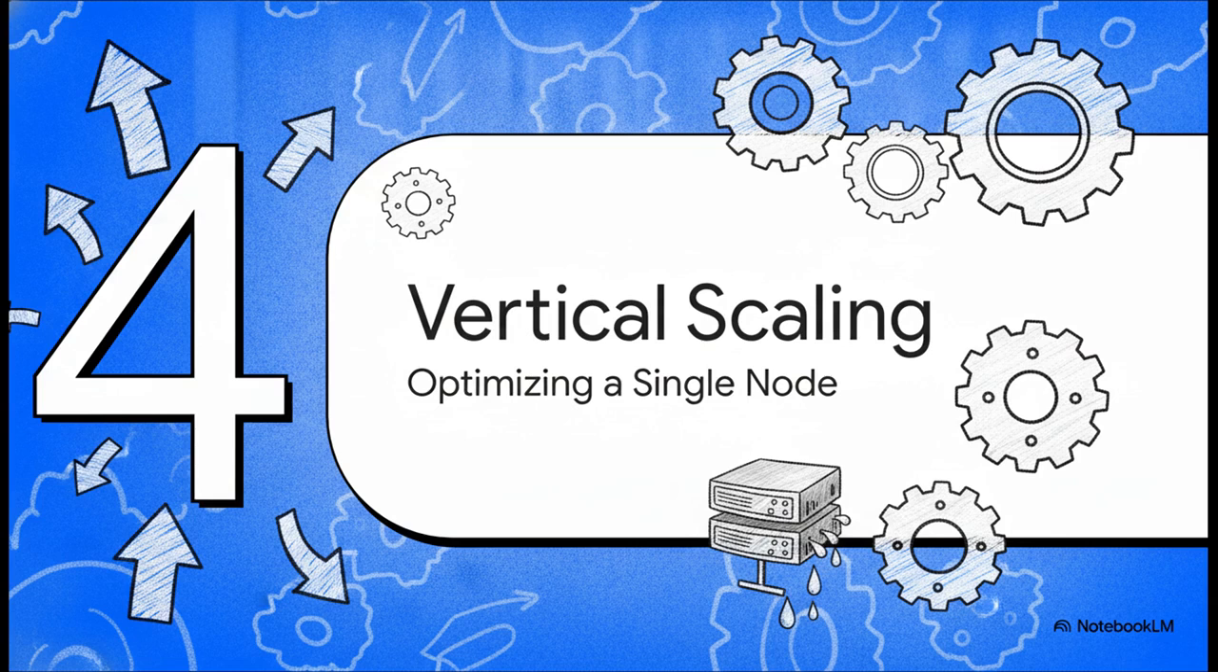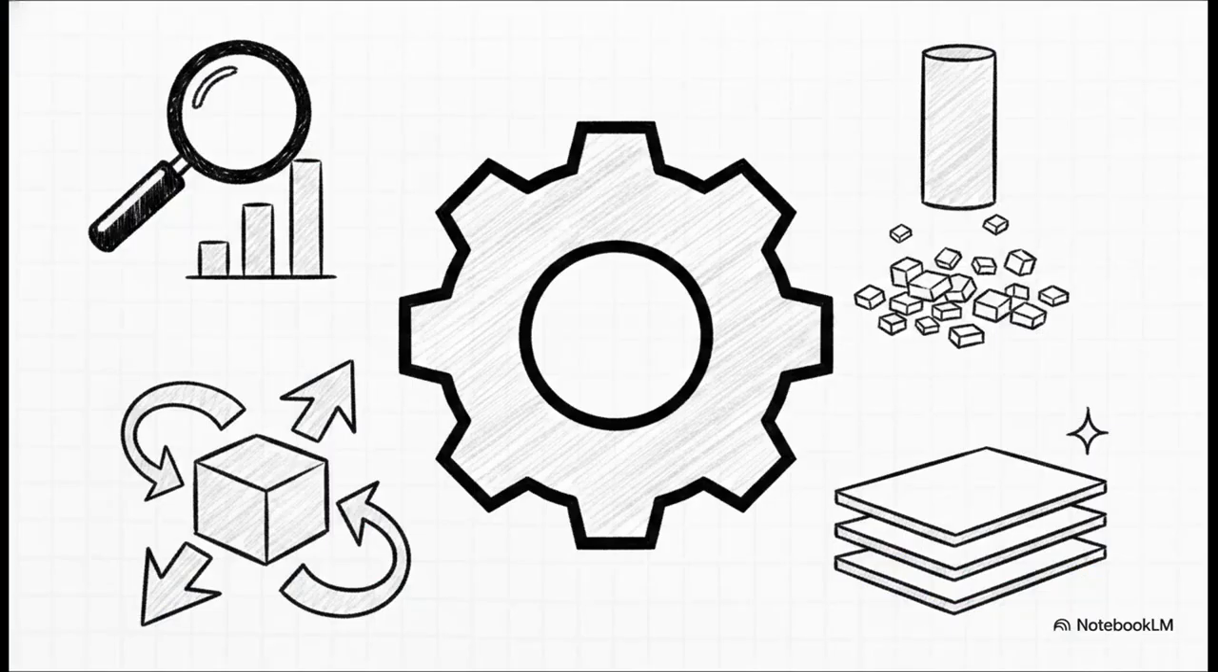Next up, Section 4, Vertical Scaling and Optimization. Okay, before you go buying more servers, here is your rapid-fire vertical optimization playbook. We really want to squeeze every drop of performance out of a single node first. Number 1, profile your queries using ClickHouse's internal system tables. Don't guess where the bottleneck is, actually measure it.